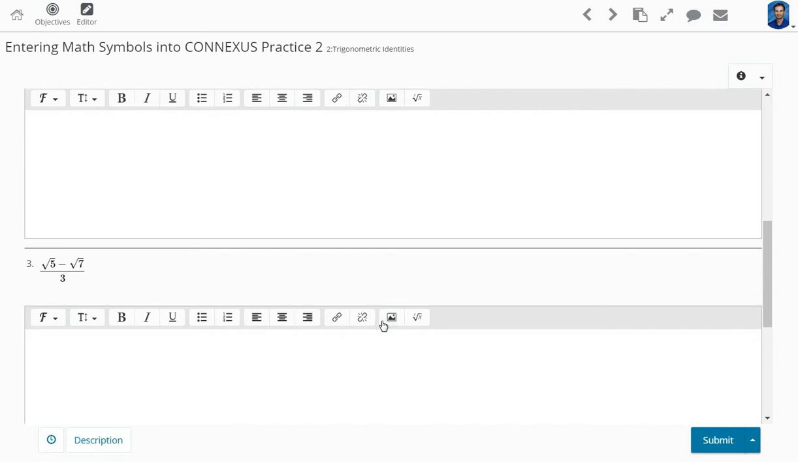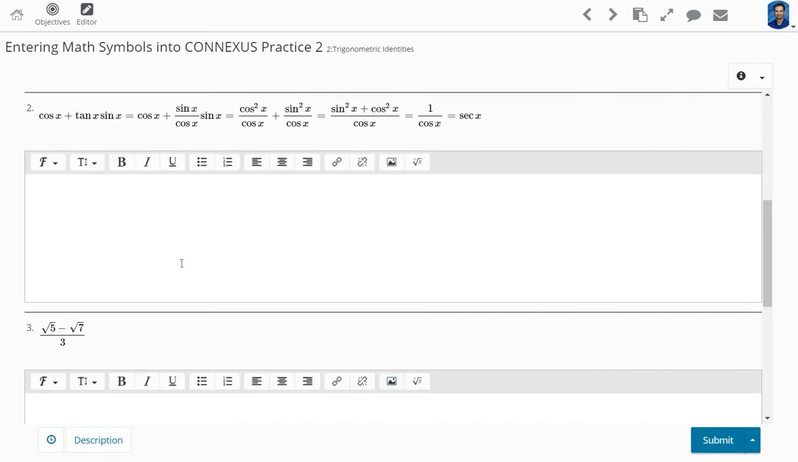And so number 2. Now this is if we're verifying an identity, and you need to show all your steps. Okay, so there's a couple options for you. Either you can type it right into Connexus, kind of like I'm going to show you, or if you want to just do it out on paper, show all your steps, take a picture of it. You can insert an image from your computer right here if you click this guy. Okay, so that might even be nicer for you, but it's up to you if you want to type it out or insert an image.